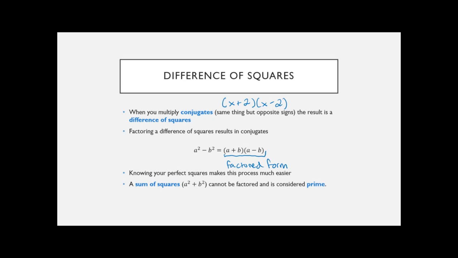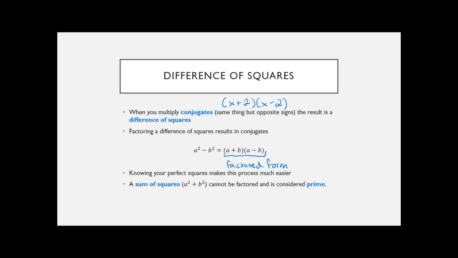The key to really being able to recognize the difference of squares is knowing your perfect squares. And perfect squares are numbers you can take square roots of. So like 4, 9, 16, 36, these are all numbers you can take square roots of, and they get whole numbers. So if you know your multiplication really well, then you know your perfect squares, and that will make recognizing that you have a difference of squares really easy.